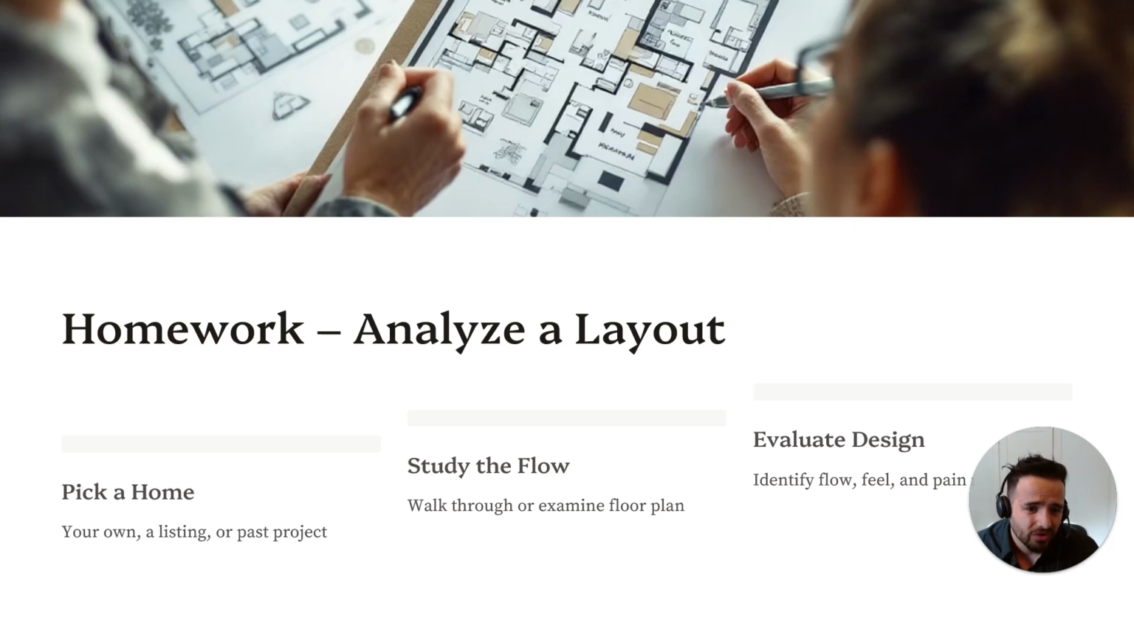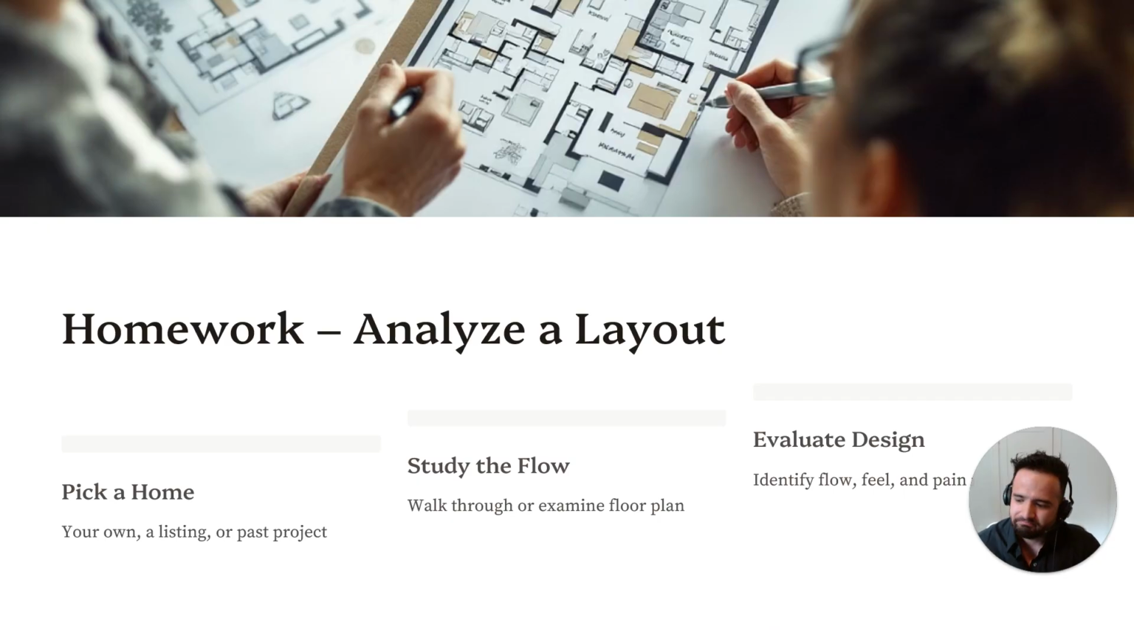Study the flow, walk through the space, or examine the floor plan. Pay attention to how the rooms are connected and how the space feels as you move through it. Evaluate the design. Identify the flow, feel, and any pain points. Does it feel functional? Does the space flow well?